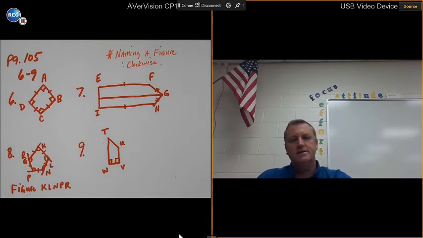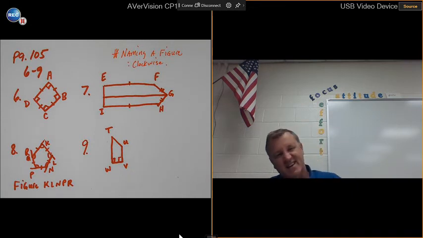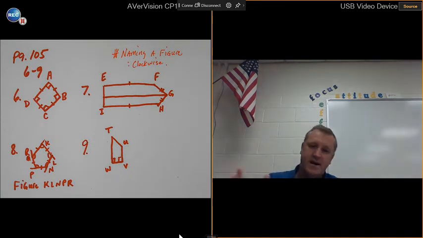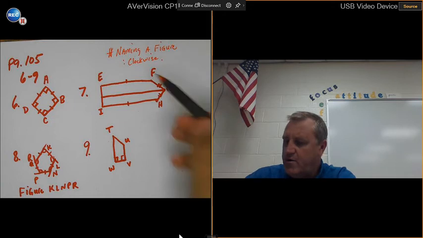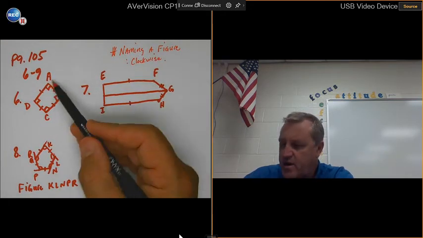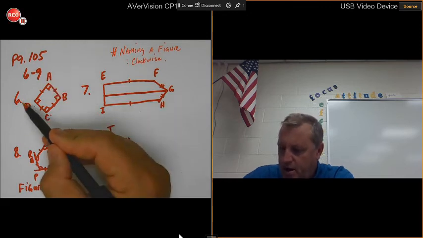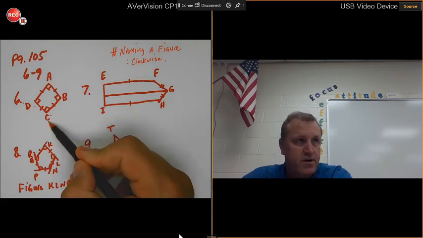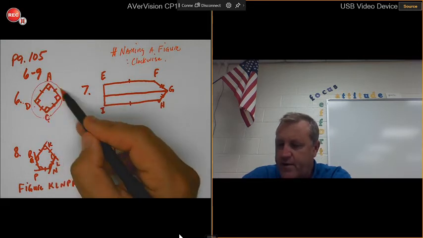Okay, let's take a look at these together. All right, number 6 looks like it's a square. It's kind of positioned like a diamond, though, because it's tilted. One thing I do need to point out, naming a figure, make sure you go clockwise. So, like, if you notice, this is figure A, B, C, D. They don't go A, B, across C, and D. See what I mean? So once they start naming a figure, they always work their way around the figure.